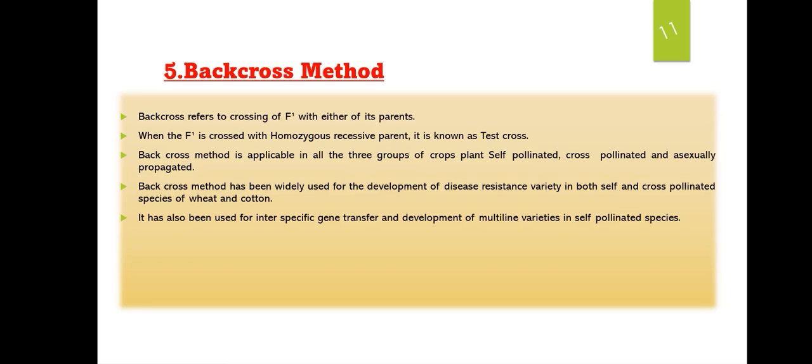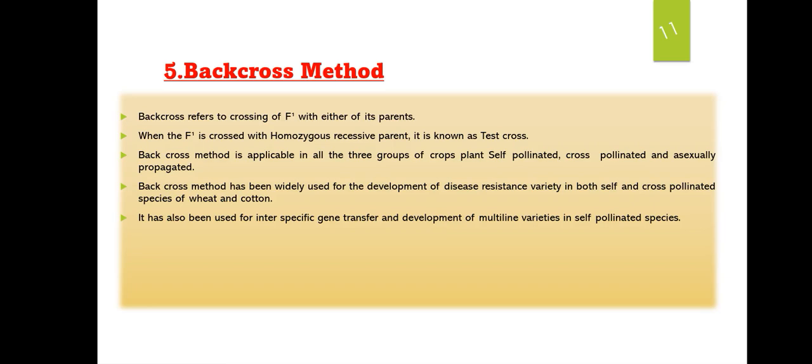Fifth is backcross method. Backcross refers to crossing of F1 with either of its parents. When the F1 is crossed with the homozygous recessive parent, it is known as test cross. Backcross method is applicable in all three groups of plants: self-pollinated, cross-pollinated, and asexually propagated plants.